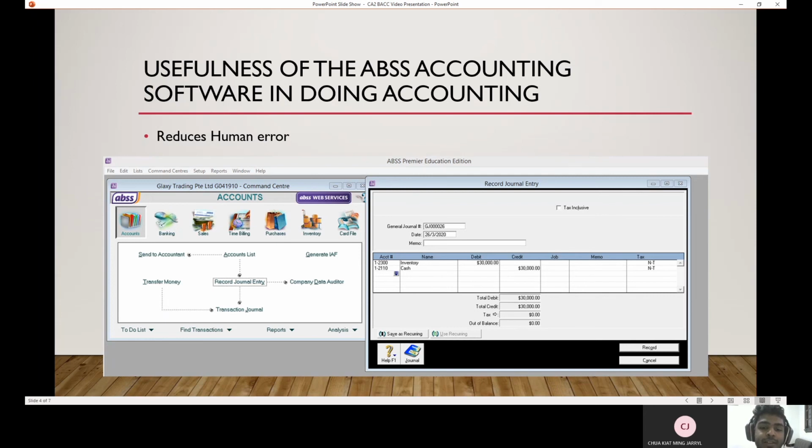Like for example, if you typed an extra zero, this software will notify you by stating at the out of balance box that you have an outstanding amount. So by using this software, it will reduce human error.